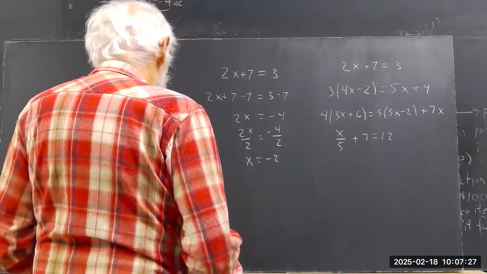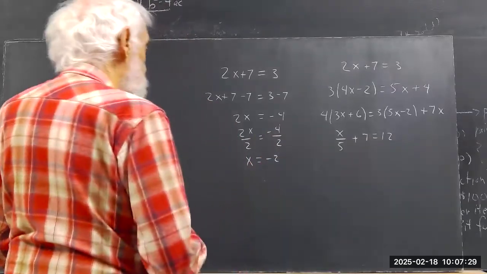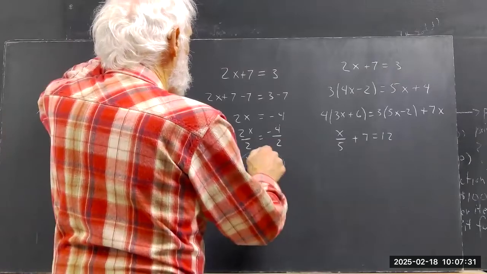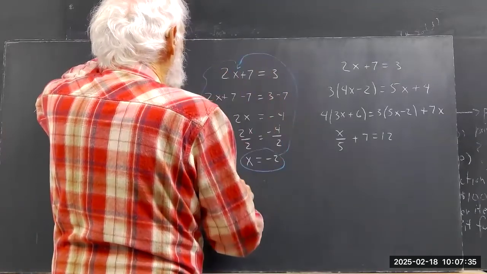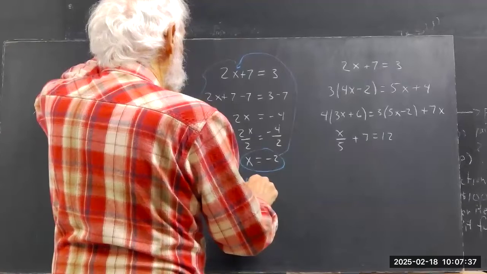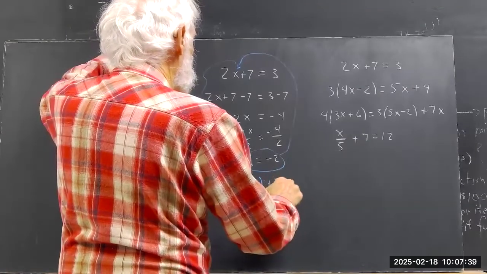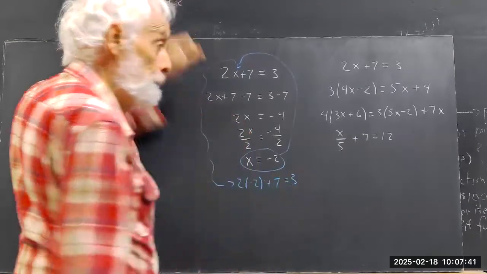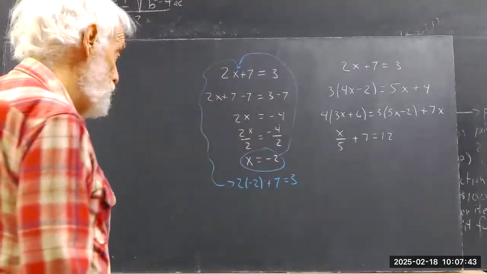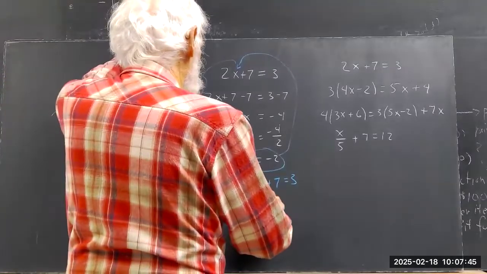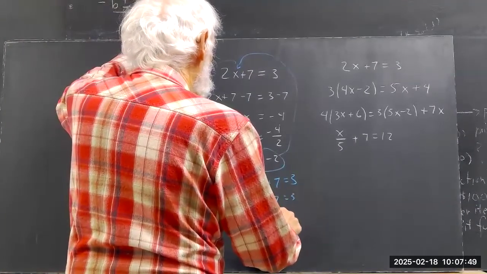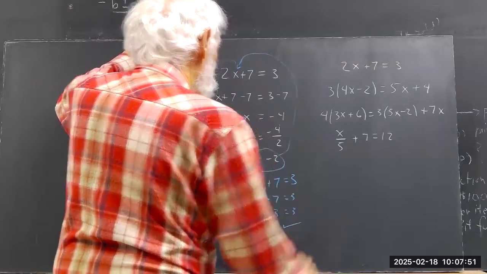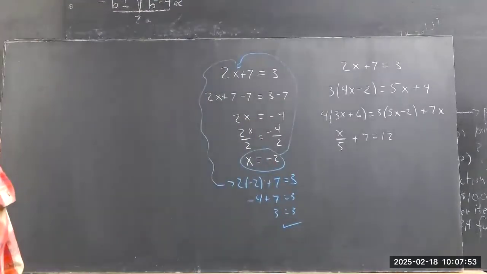And then we check. We take this -2. -2 plus 7, it better equal 3. Well, we do the arithmetic, we get -4 plus 7 equals 3. We get 3 equals 3, and it checks. Right?